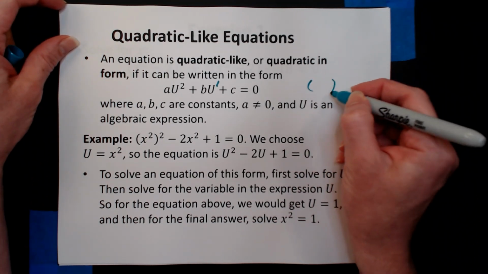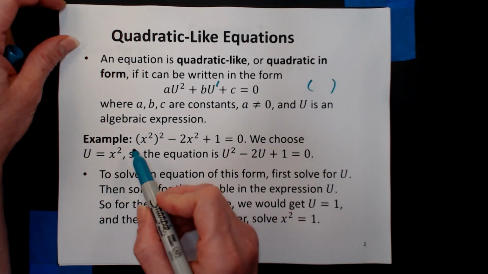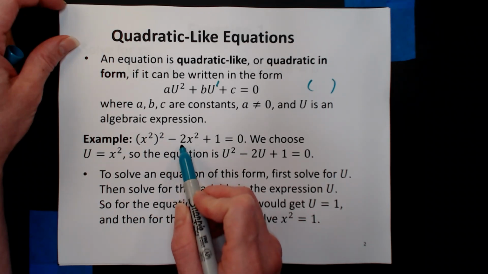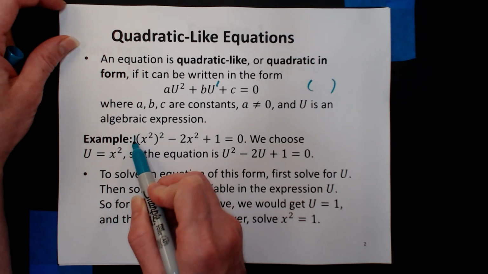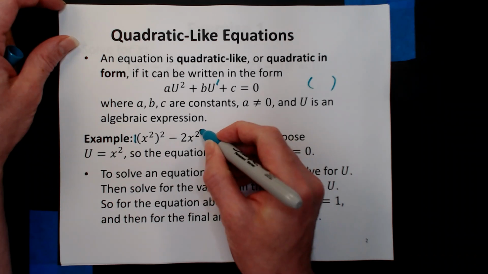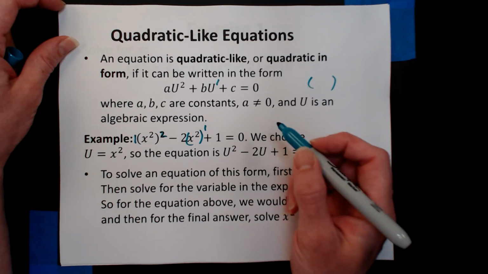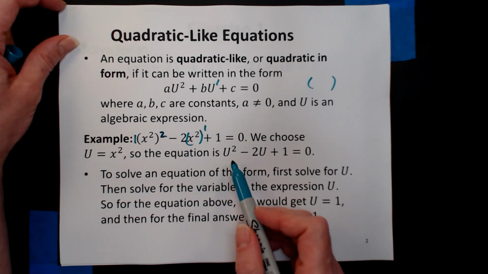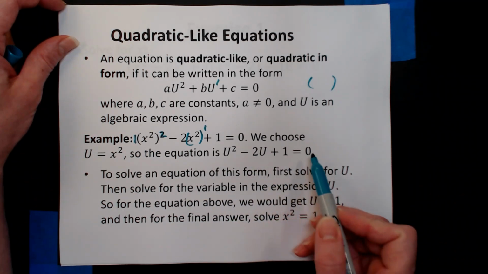So it could be in parentheses, or something that's already squared out. For example, we have x squared squared, so that'd be x to the fourth, minus 2x squared plus 1. The leading coefficient would be 1 in this case, and then something to the first power, and a constant. We choose our capital U to be x squared. So now we have the equation u squared minus 2u plus 1 equals 0.